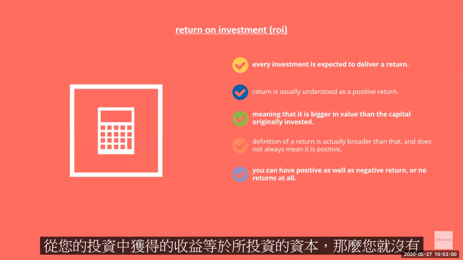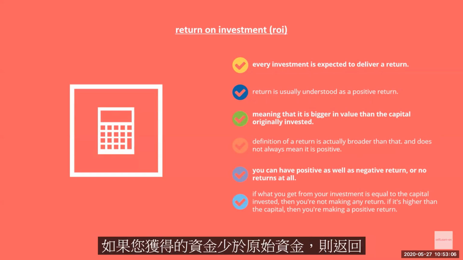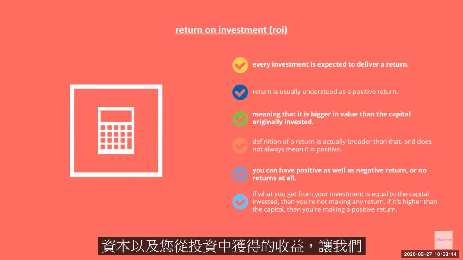If what you get from your investment is equal to the capital invested, then you're not making any return. If it's higher than the capital, then you're making a positive return. If you're getting a lesser amount than the original capital, you're making a negative return. The return is the difference between what you invested, the capital, and what you're getting back from your investment.